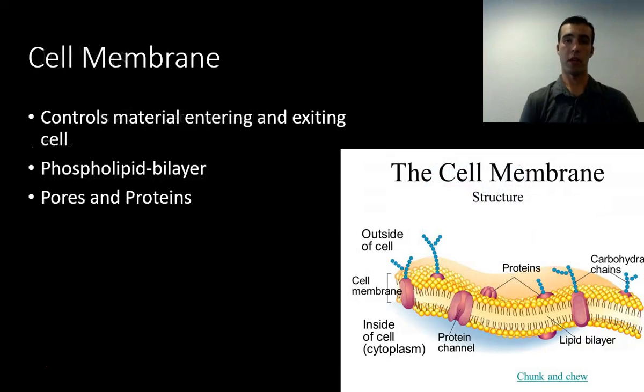Surrounding both the nucleus and the entire cell are cell membranes. They control the material entering and exiting the cell. It is composed of a phospholipid bilayer, which has a phosphate head, and then two lipid tails facing each other. They have pores and proteins that can allow for materials to enter.